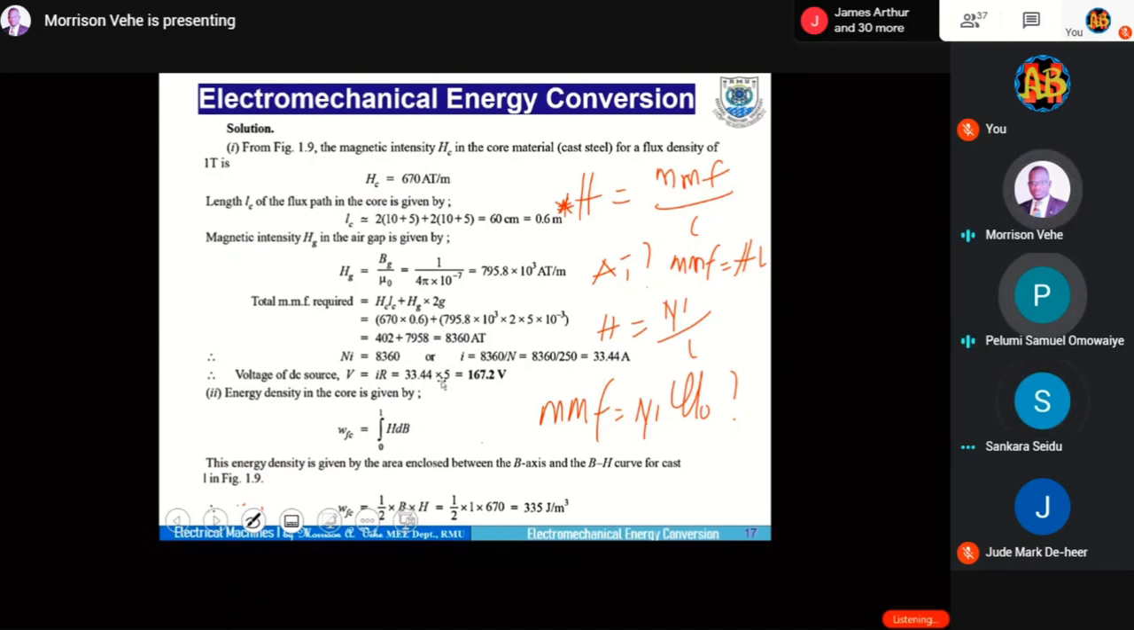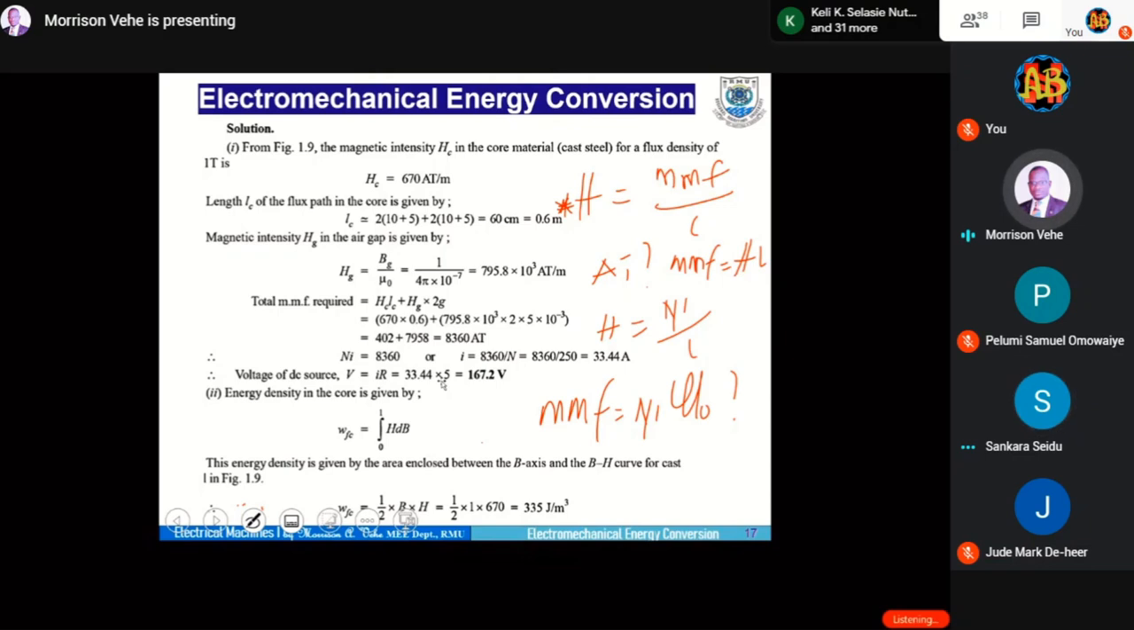All I can see is the mechanical energy conversion. Some people can see. So if one person can see, it means the thing is really working. All I can see is the mechanical energy conversion slide. That's it.